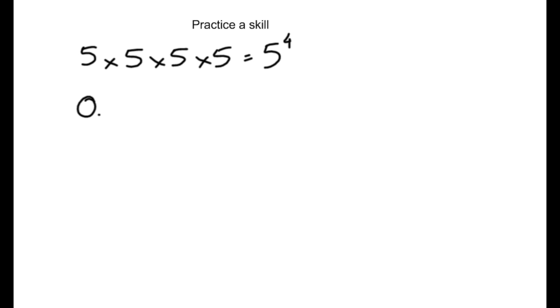Okay, let's just have a quick look at a skill. If I was multiplying the same number by itself multiple times, I can use some knowledge of indices to help me. So if I had the number 5 and I times it by itself 4 times, that equals 5 to the power of 4. We can use this with decimals as well. So if I had 0.1 times 0.1 times 0.1, that's 0.1 to the power of 3. So if I'm multiplying the same number by itself, it's a slightly simpler way of writing it.